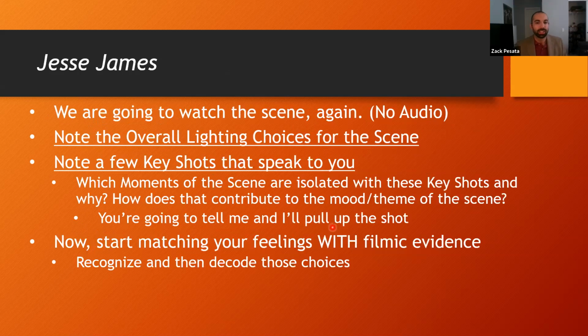Okay, so we're going to watch the scene again, this time again with no audio. Note the overall lighting choices for the scene. Again, the lighting doesn't shift too much. Sometimes it does. In the scene, and then note a few key shots that speak to you. Which moments of the scene are isolated with these key shots and why? How did that contribute to the mood and theme of the scene? So now start matching your feelings with filmic evidence, with choices in cinematography.